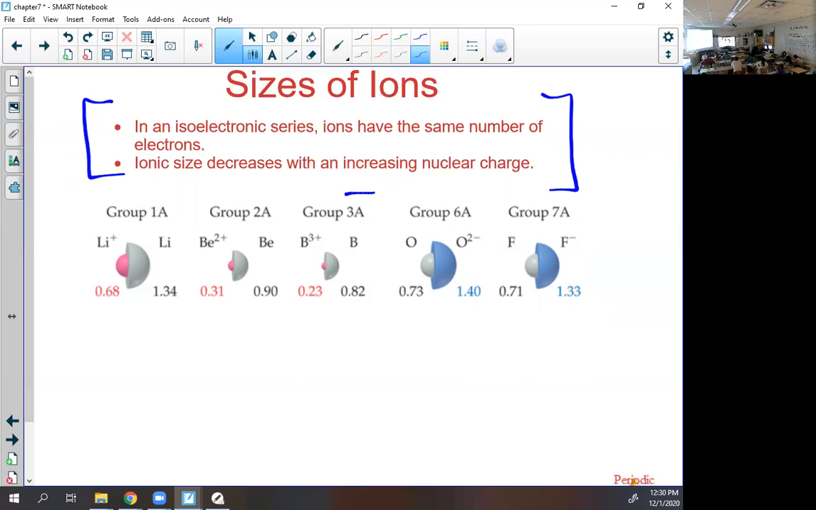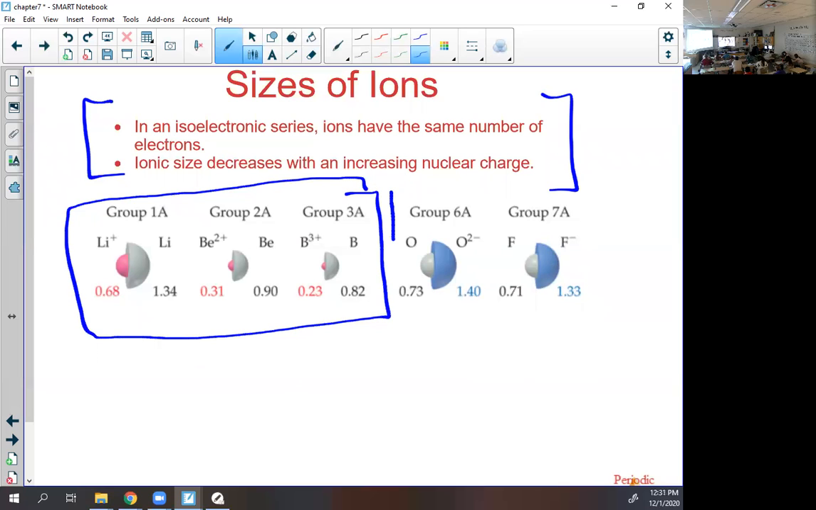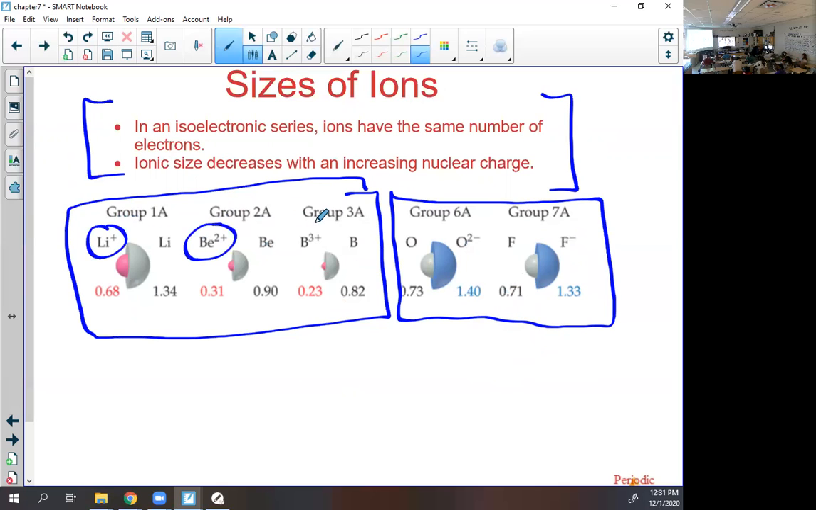Okay. The first thing you should know is that not all of these are directly compared. This is 2 comparisons that just happen to be next to each other. Because F minus has 10 electrons, Li plus has 2. So we're not comparing the blue and the pinks. We're just comparing these 3 pinks to each other and then these 2 blues to each other. So what we're saying is Li plus, Be plus 2, and B plus 3, they all have just the 1s. Oh yeah, it is a 2, sorry.